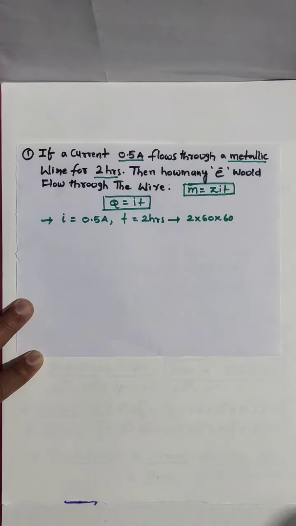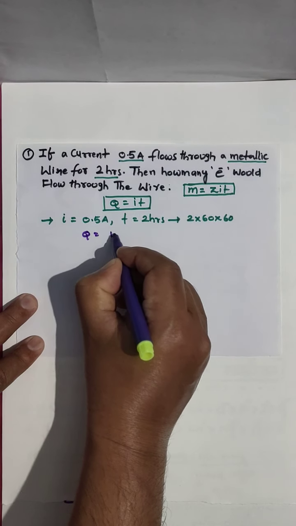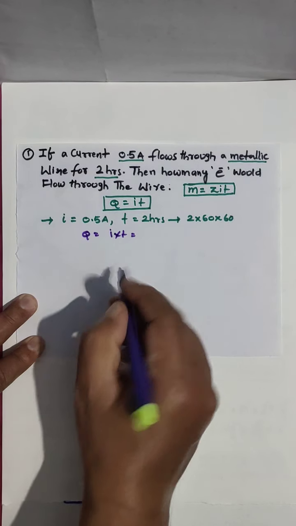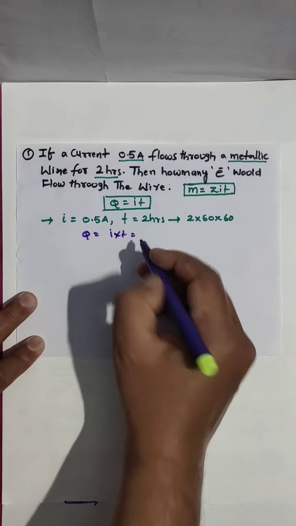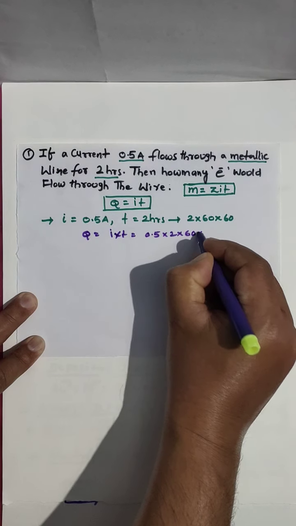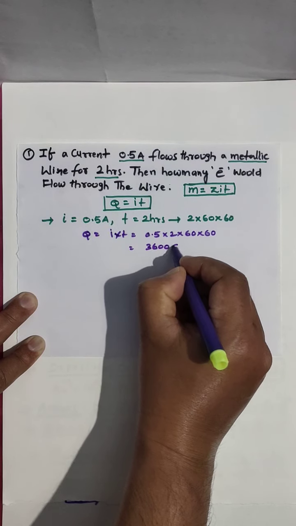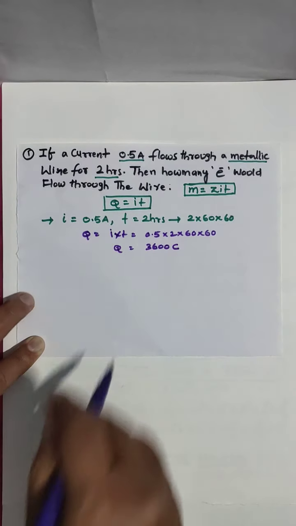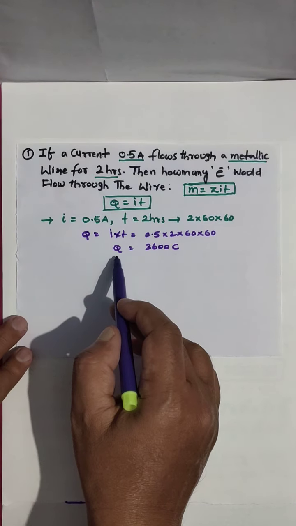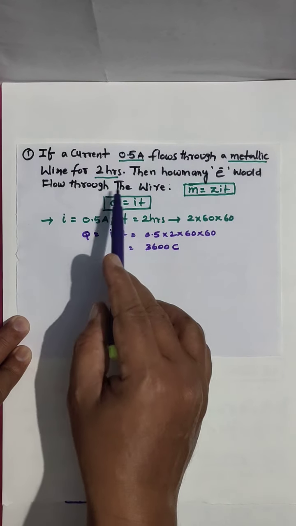So I is given, t is given. You have to calculate Q. Q equal to IT, we learned already. So you substitute the values here: 0.5 into 2 into 60 into 60. That is equal to 3600 coulombs. Charge value, units, coulombs. So we learn now the Q value based on Q equal to IT. So this much charge is moving in the wire.